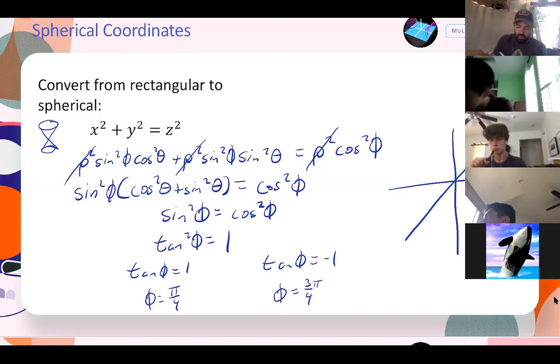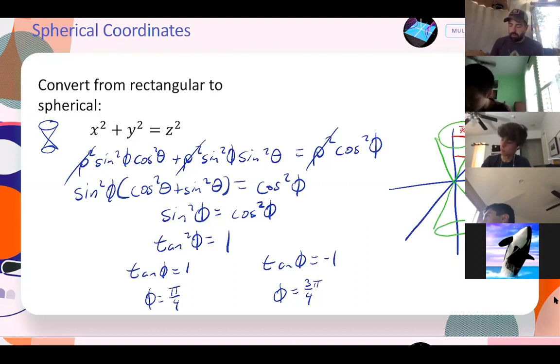So again, each one would give me one of my two cones that I get from that one rectangular equation. If I go pi over 4 down, that's not a great cone, sorry. I would get this one. If I go 3 pi over 4 here, I'm going to get the bottom part. So if I only want the top, I would choose one. If I want the bottom, I'd choose the other. If I wanted both, I'd have to list both. This is phi equals this and this.